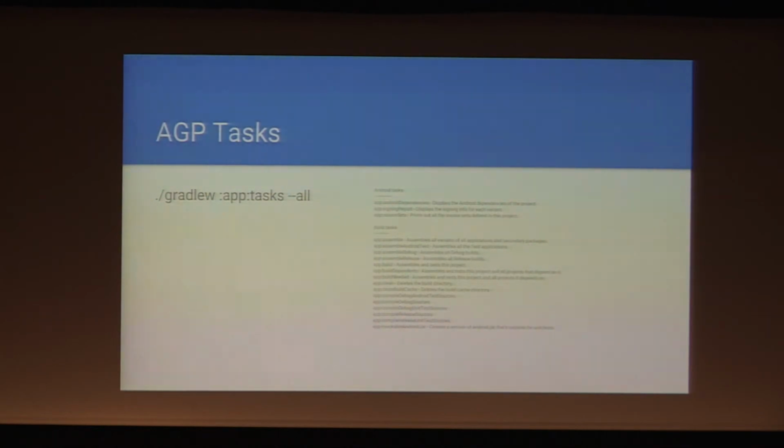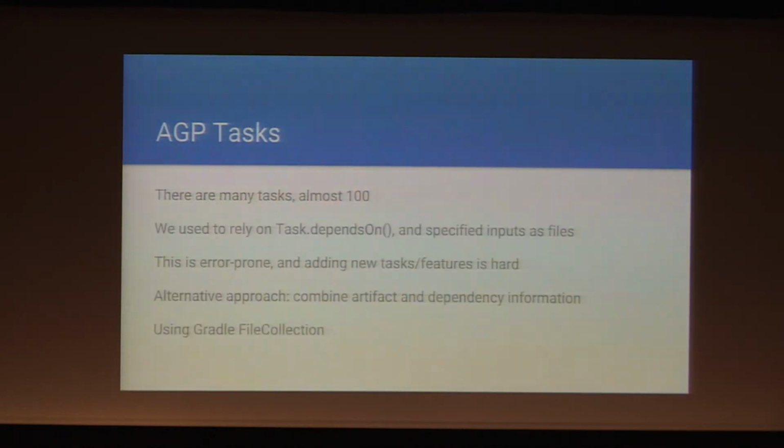If you want to see all of the tasks in your project, you just need to run gradlew, project name, and then tasks. That is a task that actually prints all of the tasks in your project. So, for the Android Gradle plugin, how many tasks are there? Well, there are almost 100. We have contributed to this number over a period of time.